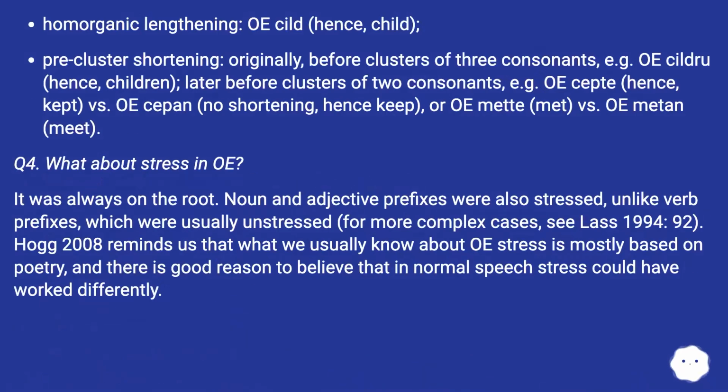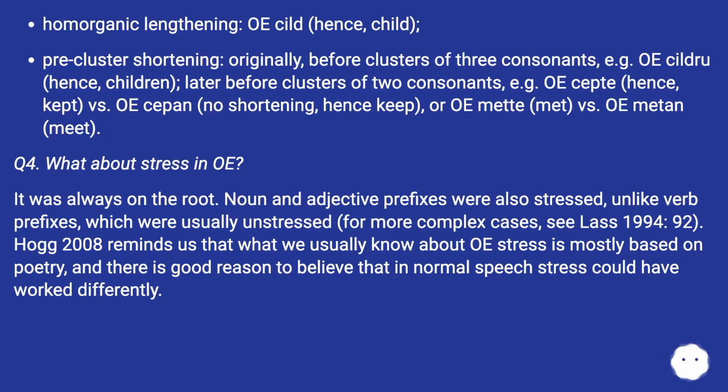Homoorganic lengthening, OE cild, hence, child. Pre-cluster shortening, originally, before clusters of 3 consonants, e.g. OE cildru, hence, children, later before clusters of 2 consonants, e.g. OE cepte, hence, kept, versus OE cepan, no shortening, hence keep, or OE mette, met, versus OE metan, meet.